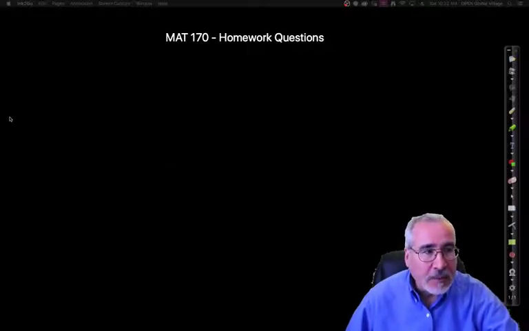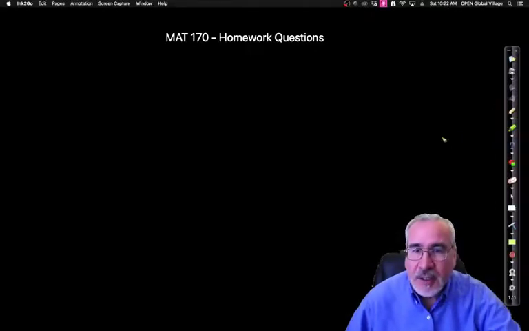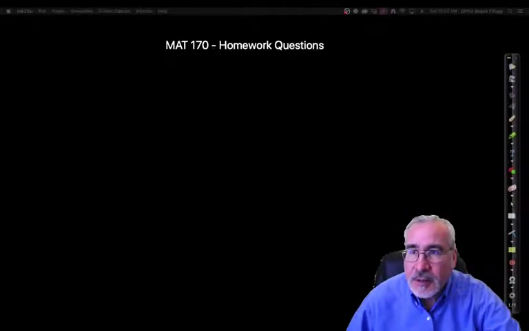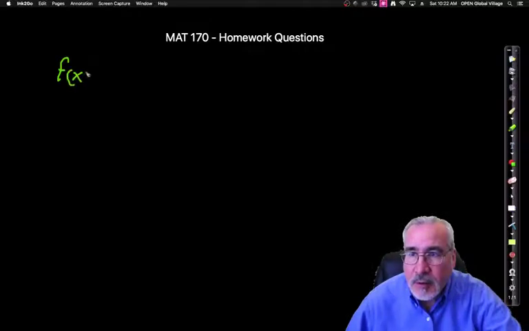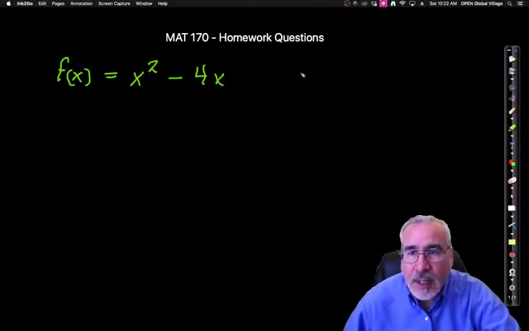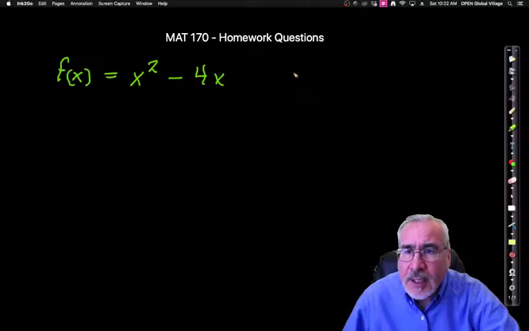So here's a question that came up in Piazza from a student just wanting to see how to work through a problem. If we're given this function, f of x equals x squared minus 4x, the question is asking to find and probably simplify f of x plus 6.